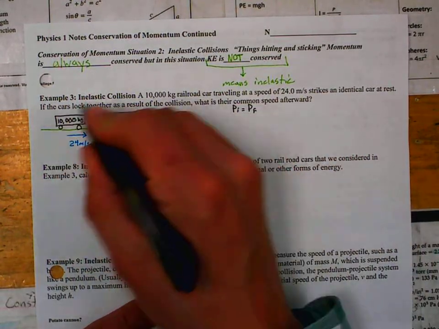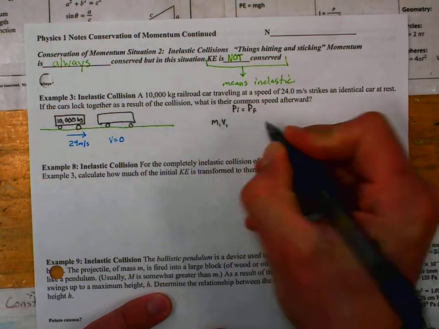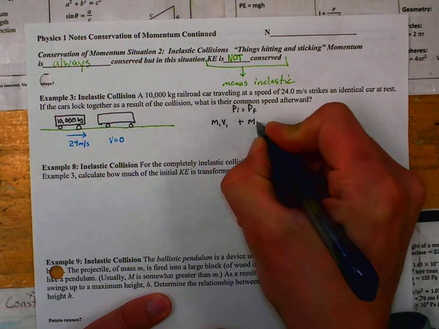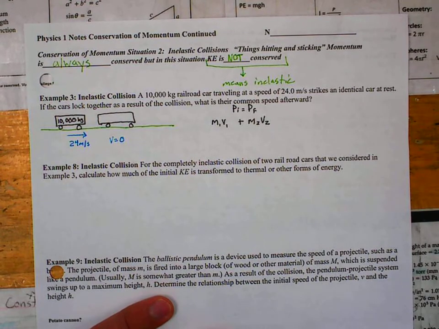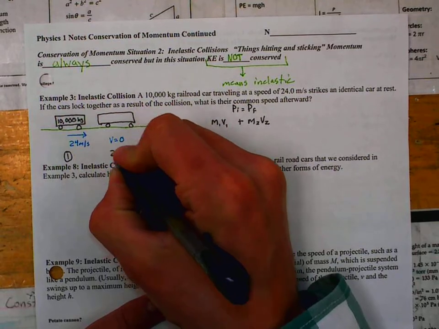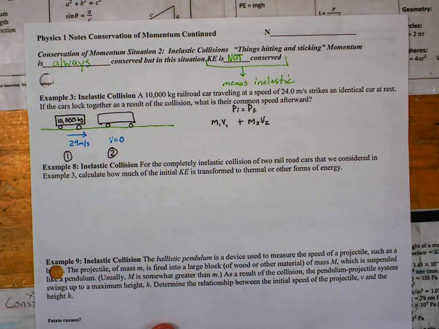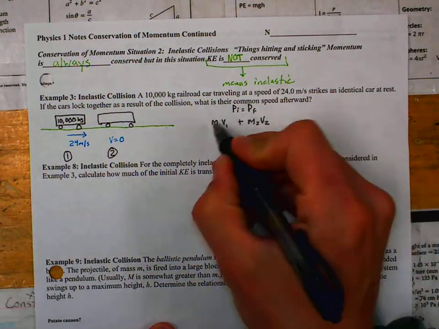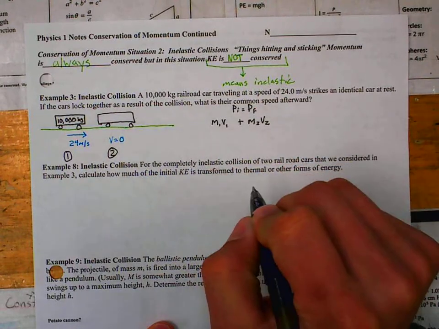Alright, so initially the masses are separate, so we're going to say M1 V1 plus M2 V2. Not R2D2. This is car 1 and car 2. And they're separate initially. This all right here is PI. That's the total momentum of the system.